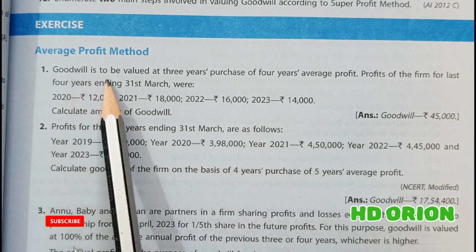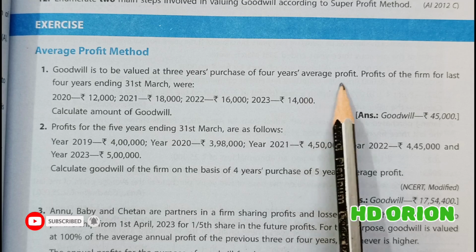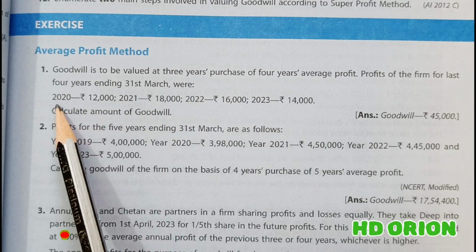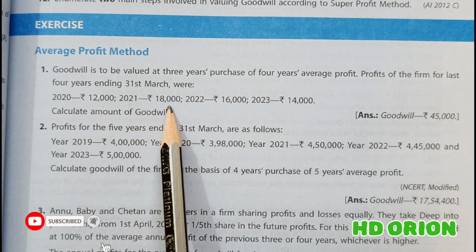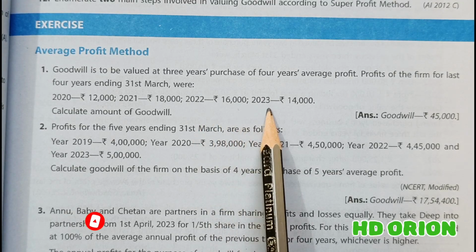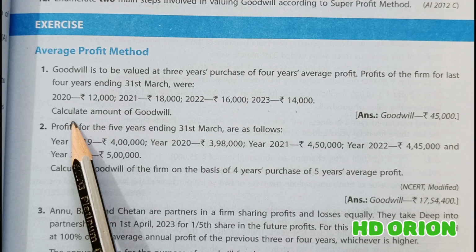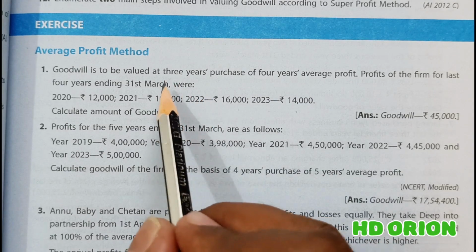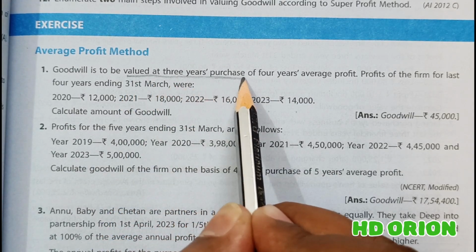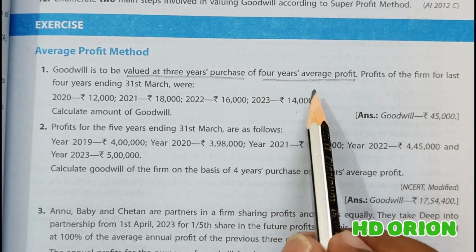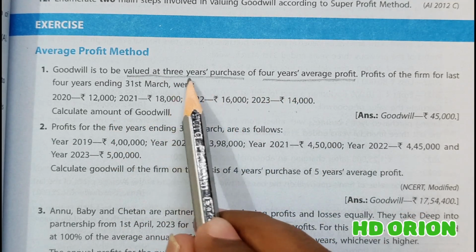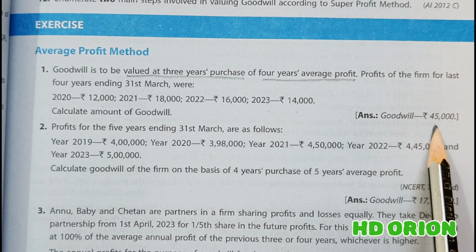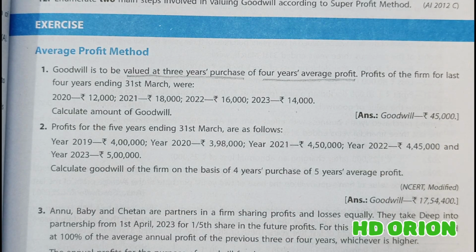Question number 1. Goodwill is to be valued at 3 years purchase of 4 years average profit. Profits of the firm for the last 4 years ending 31st March were: 2020 rupees 12,000, 2021 rupees 18,000, 2022 rupees 16,000 and 2023 rupees 14,000. Calculate the amount of goodwill. Now here 4 years profit is given and the clue is that it is valued at 3 years purchase of 4 years average profit. So first we will calculate the average profit and then 3 years purchase. It means that average profit will be multiplied by 3 to get the amount of goodwill of the firm. Let us see the solution.